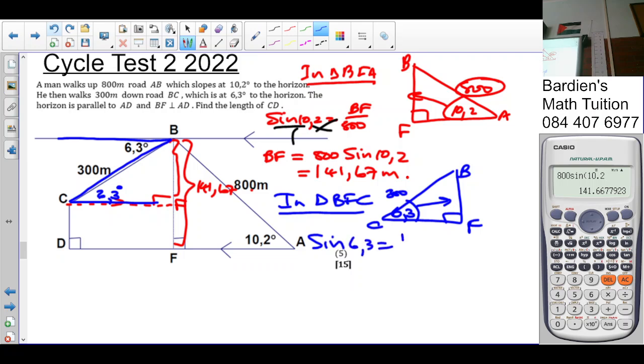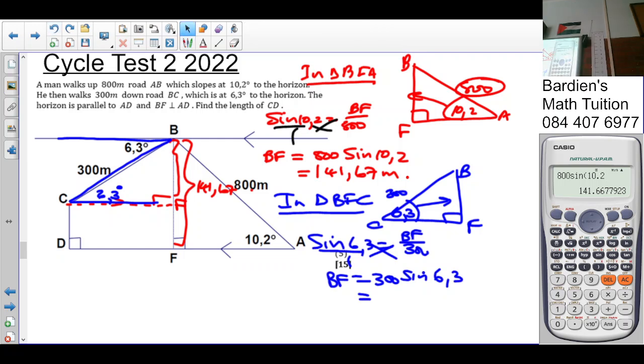So it's sine 6.3 is equal to BF over 300. That's over 1, cross multiply. So BF is equal to 300 sine 6.3, which is 32.92.